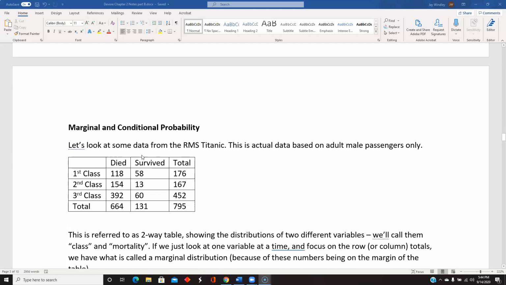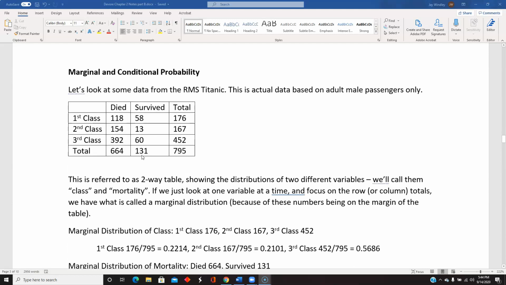So now let's talk about a couple other types of probability, conditional and marginal probability. So this is some data from the Titanic, and this is focusing only on adult male passengers. So not getting females or children into the mix, just looking at adult male passengers. And this type of layout is referred to as a two-way table because it's showing the distribution of 2 different variables. In this case, we're talking about what class the passenger is and their mortality, whether or not they survive.